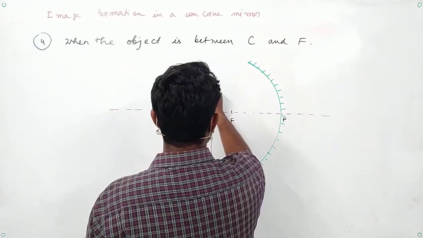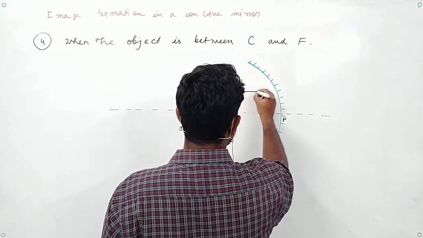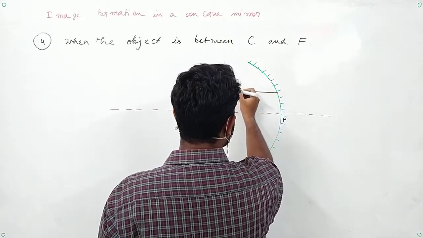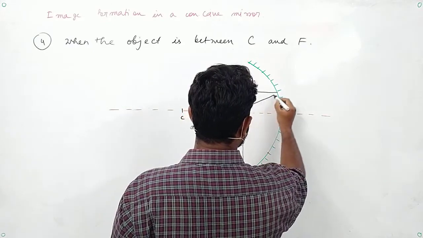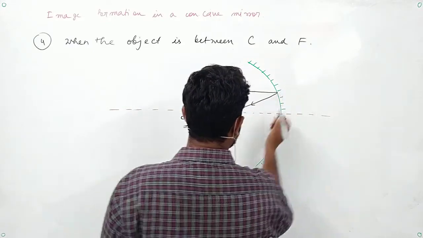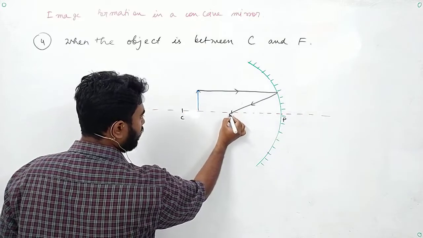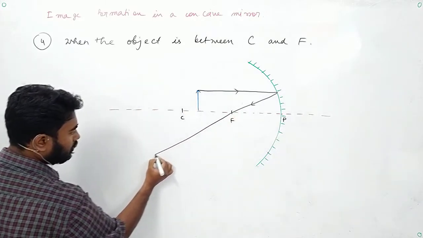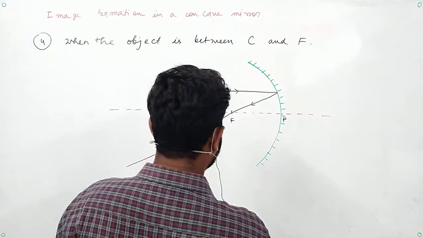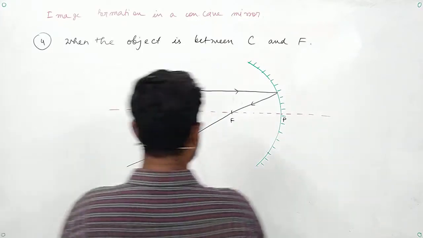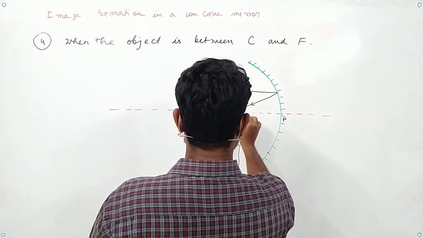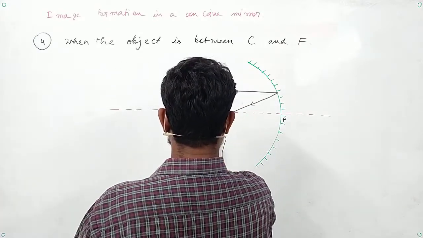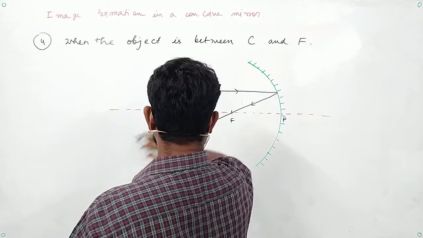A ray of light will come out of that object, it will get reflected, and the ray of light will pass straight. Let me see.